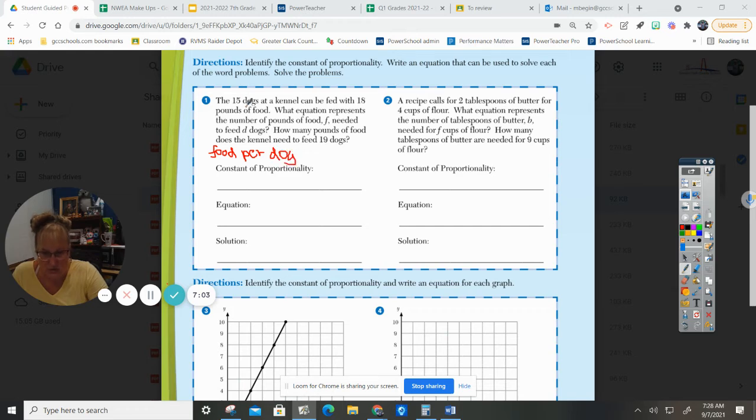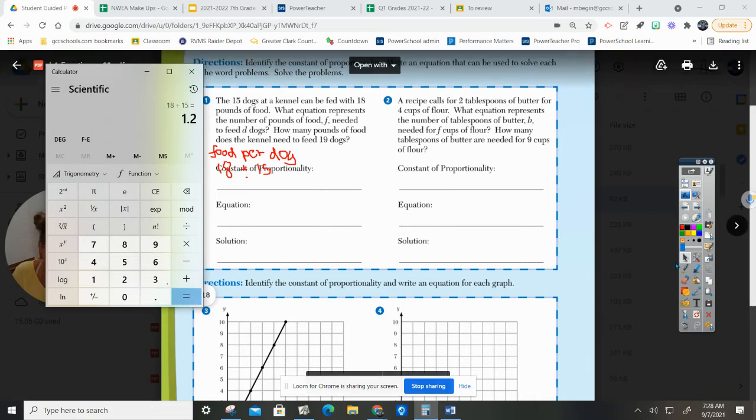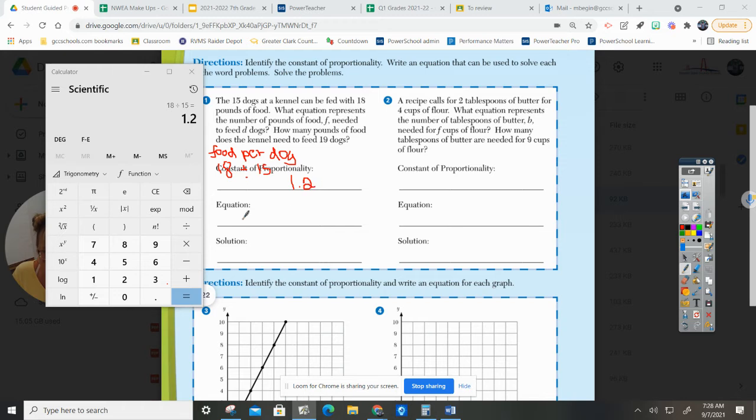Okay, so the food is 18 divided by 15, and that will create our constant, or our unit rate. So 18 divided by 15 equals 1.2 pounds per dog. So our equation will be y equals 1.2 times the number of dogs.